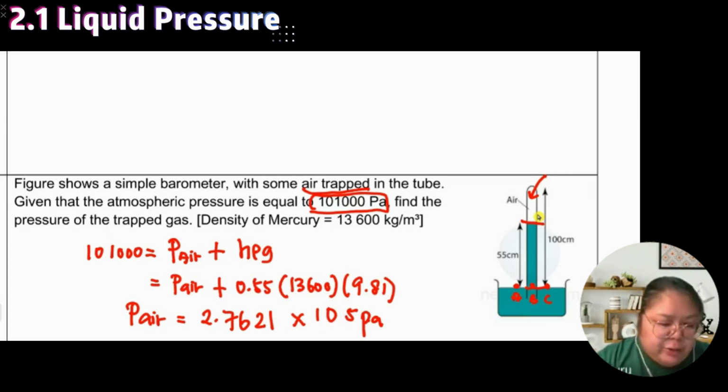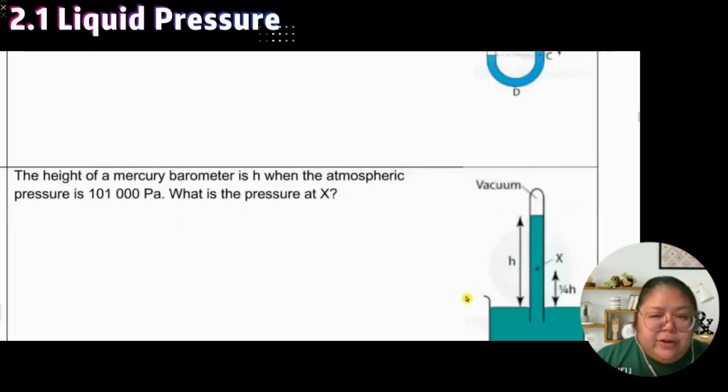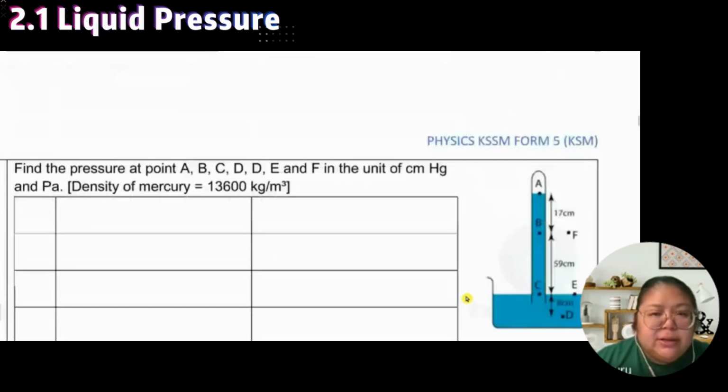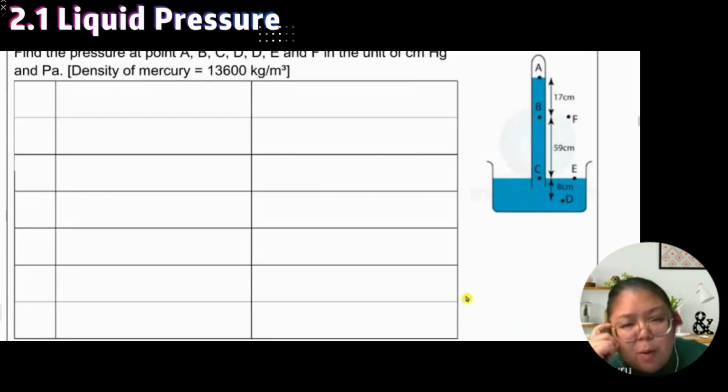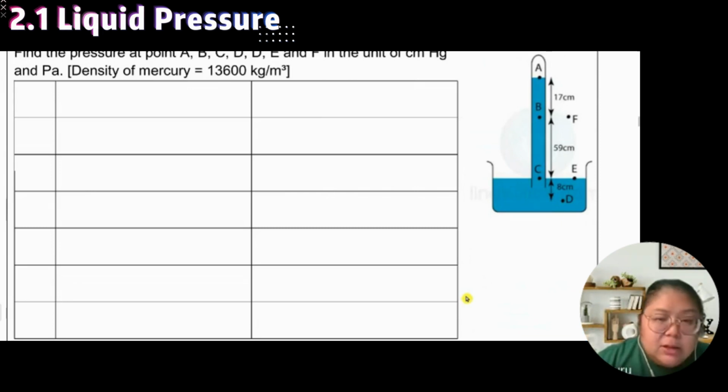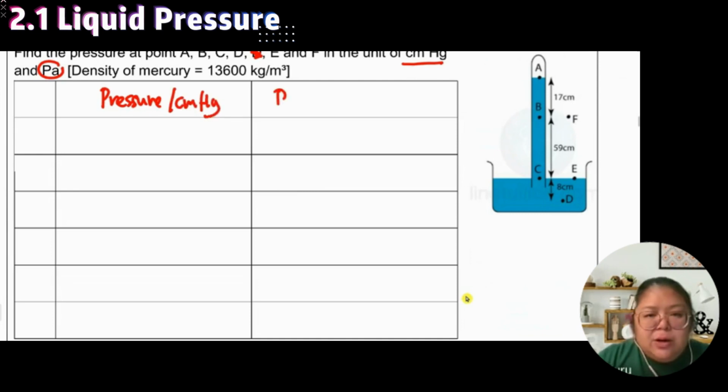Okay, you can try question 11. How 11, we're going to see the different level. Find the pressure at the points A, B, C, D, E, and F. Unit, we put cm mercury. The density of the mercury is provided. That means they want you to convert to Pascal. For some of them I want the unit cm mercury. Another one also pressure, but I want Pascal.